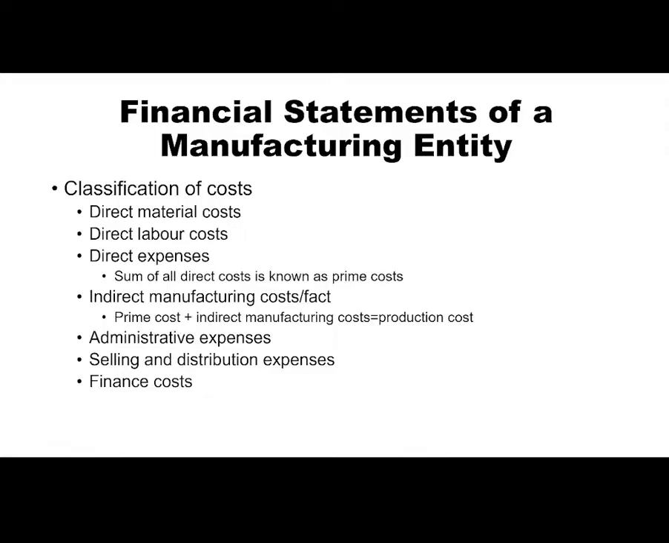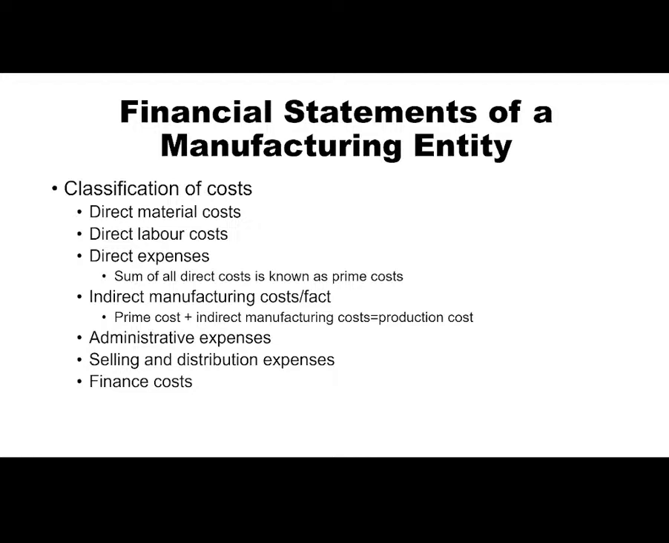So for this manufacturing entity, they have the direct material cost. These are those materials used directly in the manufacture of products. That is, they can be materials that can be identified in the final product, e.g. in the manufacture of tables, direct material cost consists of timber, nails, glue, etc. Then you have the direct labor cost. These are wages paid to those who are directly involved in the manufacture of a product, e.g. those who are involved in the manufacture of that table.